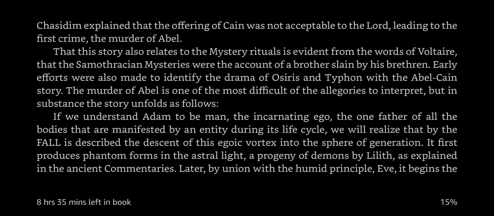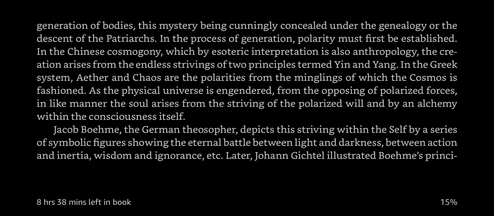The murder of Abel is one of the most difficult of the allegories to interpret, but in substance the story unfolds as follows. If we understand Adam to be man, the incarnating ego, the one father of all the bodies that are manifested by an entity during its life cycle, we will realize that by the fall is described the descent of this egoic vortex into the sphere of generation. It first produces phantom forms in the astral light, a progeny of demons by Lilith, as explained in the ancient commentaries. Later, by union with the human principle, Eve, it begins generation of bodies. This mystery being cunningly concealed under the genealogy or the descent of the patriarchs.